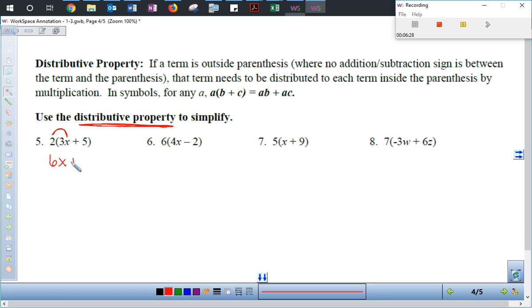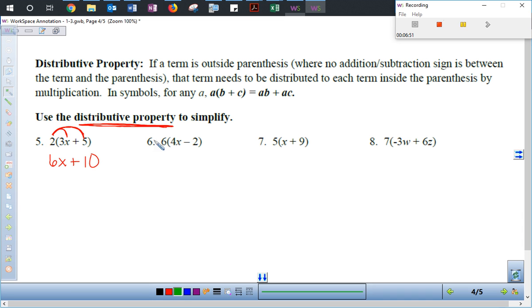Plus, I want to take 2 and multiply it by this one here. 2 times 5 is 10. So 2 times the quantity of 3x plus 5 is 6x plus 10. You have to distribute that term to each thing inside of the parentheses.